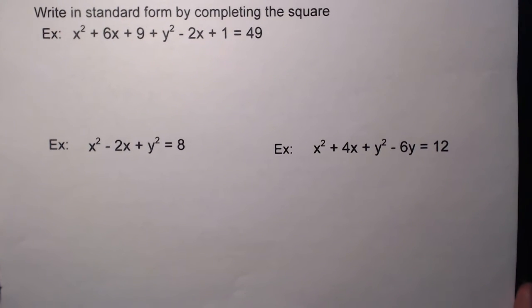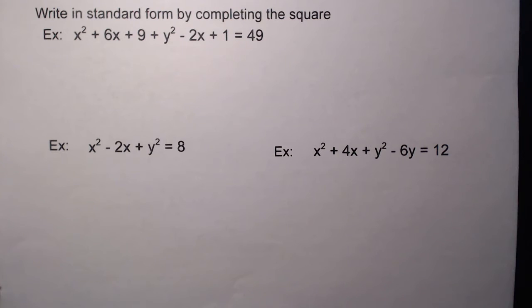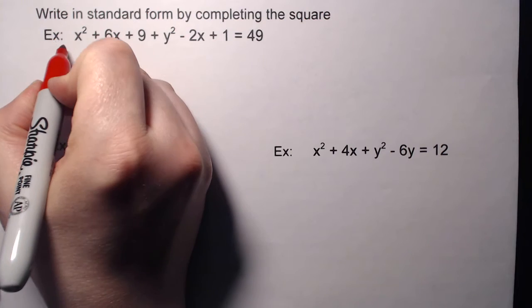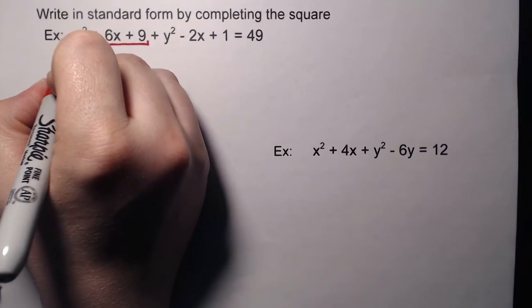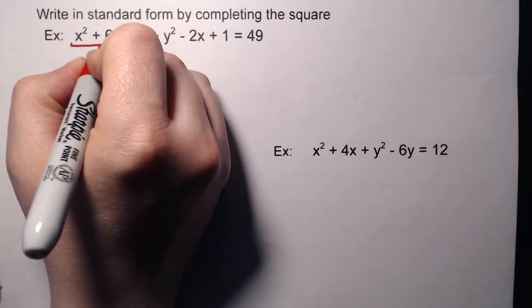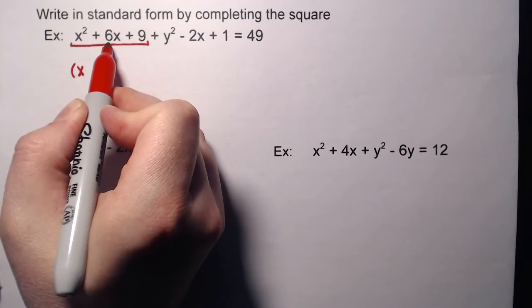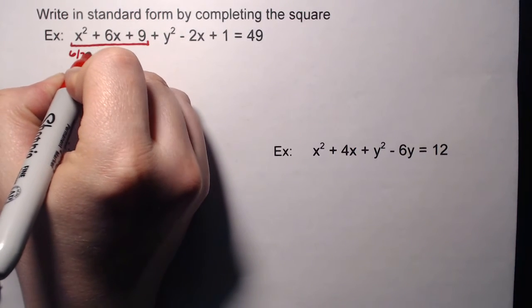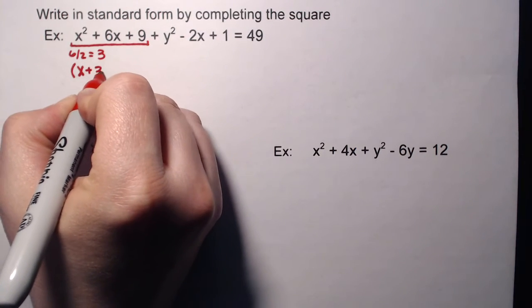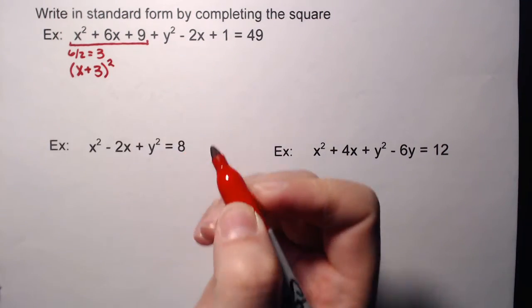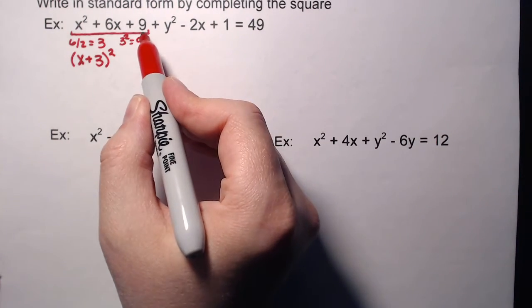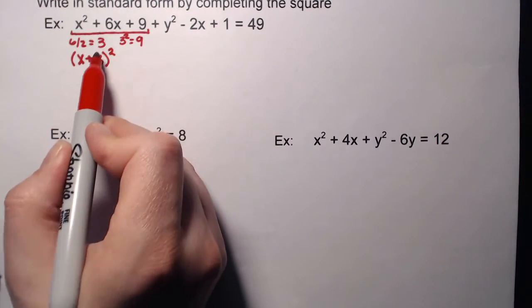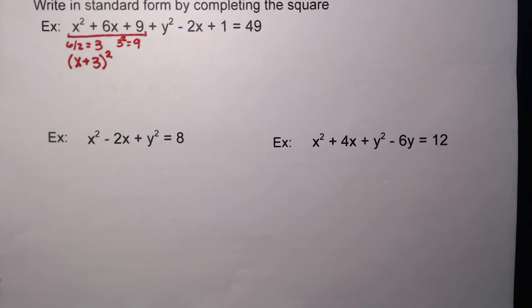Now, with circles, I'm going to have to complete the square twice. So I'm going to look at it in terms of, here is an x. I'm going to take half of this number. So I'm going to say x plus 3 squared. And what is 3 squared? 9. There's a 9 there, so that's good. So this is equivalent to this.